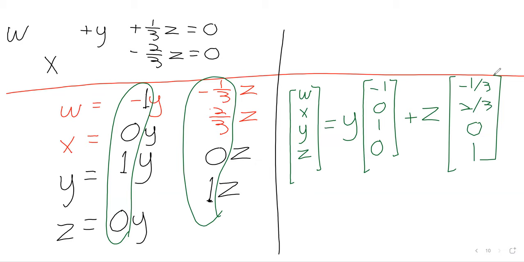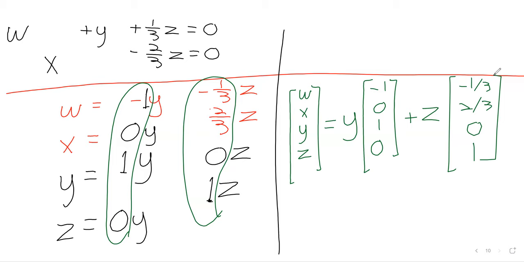This process works with modifications when you have non-homogeneous systems that have infinitely many solutions. Let's make that our next port of call. But does anybody have any questions about what we've already done?